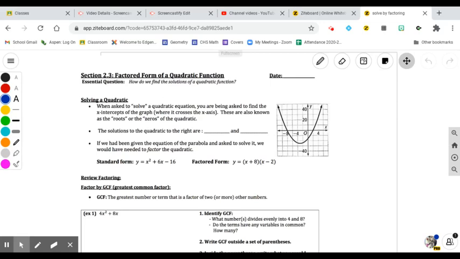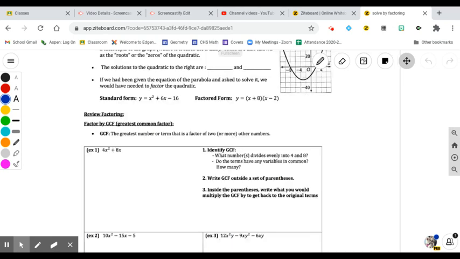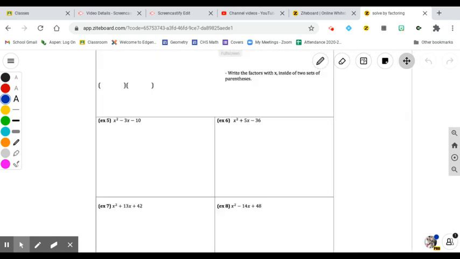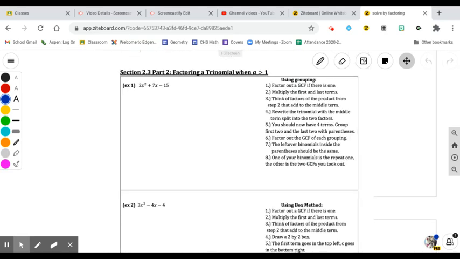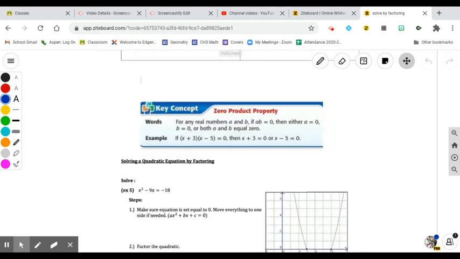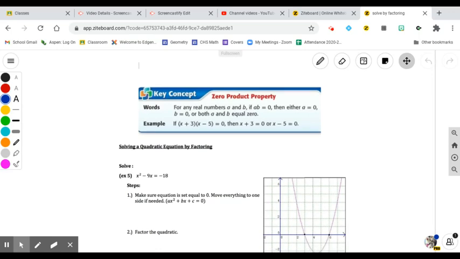Everyone. So today we are going to do a little bit more in this section of notes on 2.3 factored form. You should all have a copy of this notes packet. On yours, it's the back of the second page, like the second actual paper. You're going to go to this.